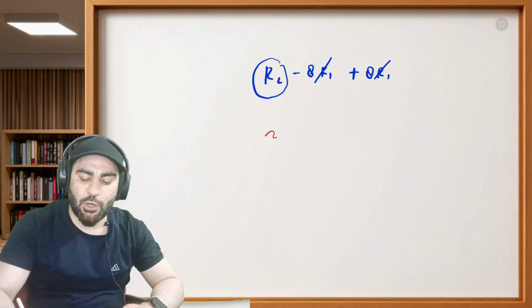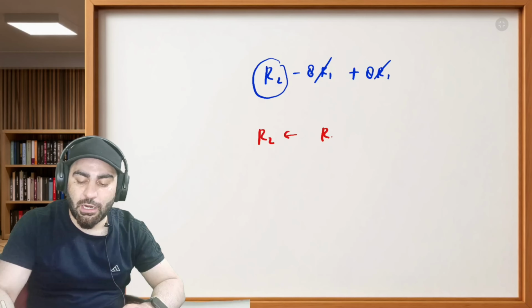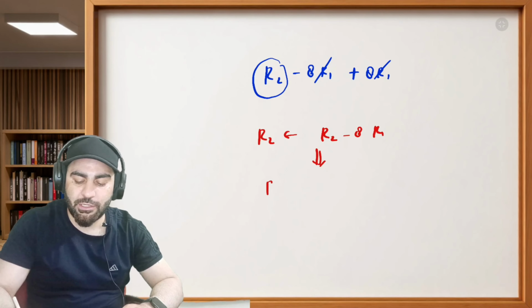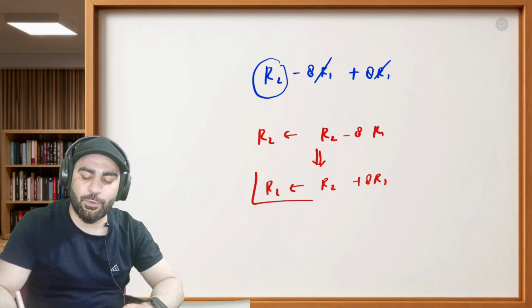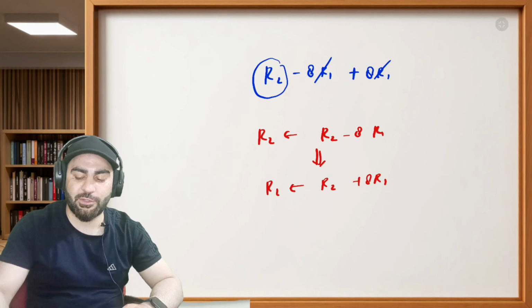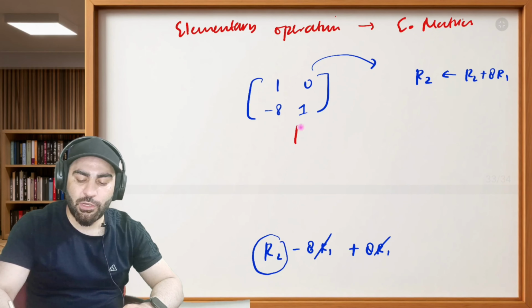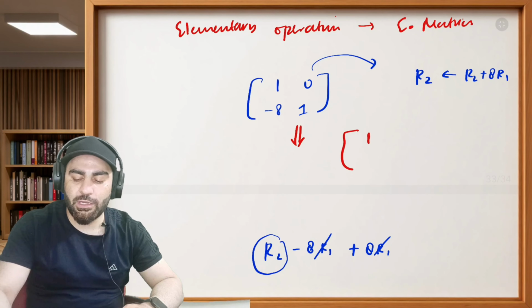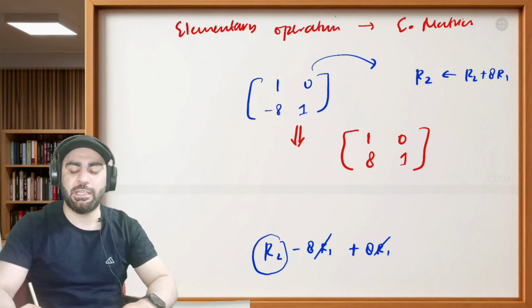So that means the operation R2 minus 8 R1 has an inverse, R2 plus 8 R1. And you know that this operation also will have a corresponding elementary matrix. So that's what I want to conclude here. If you want to invert this, you will say 1 0 8 and 1. So you just change the sign. That's the beauty of these elementary operations.